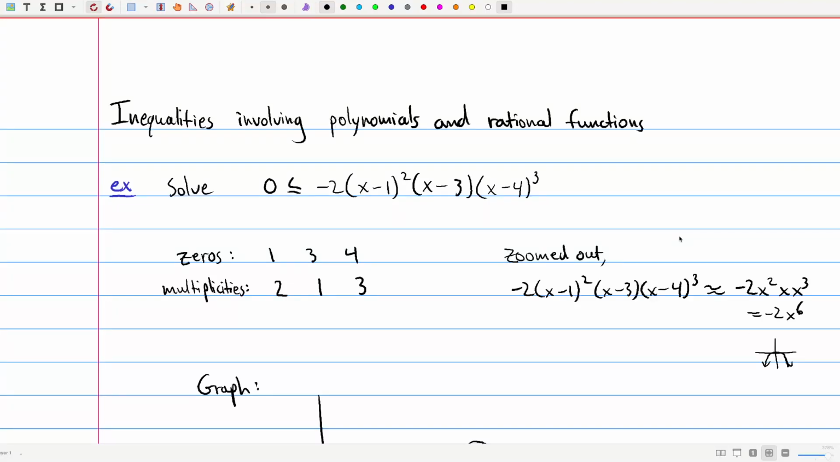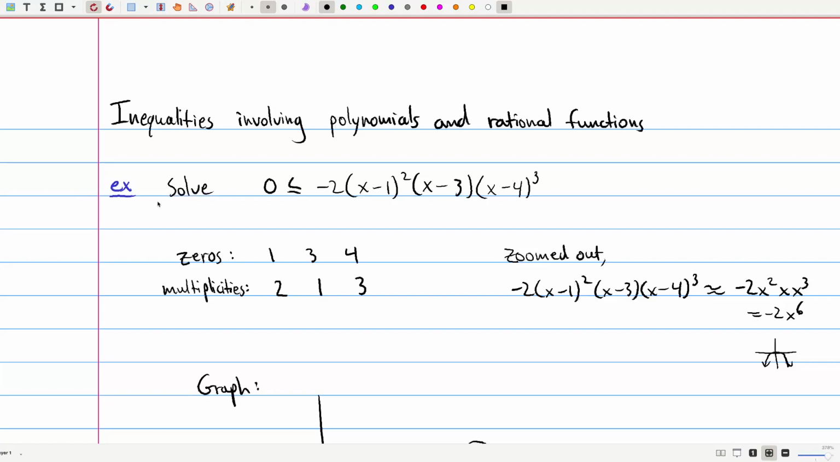Hello everyone, welcome back. In this video we are going to apply the techniques we have learned in the previous videos for plotting schematic rough sketches of polynomial and rational functions to solve some inequalities involving polynomials and rational functions. So we're going to just do some toy examples that are just for the sake of exercise, and it'll be a couple examples in a short video.